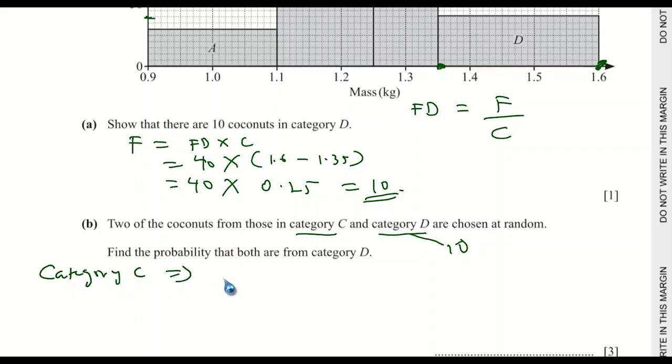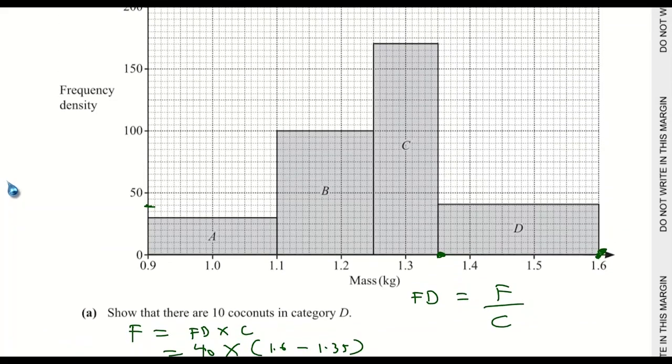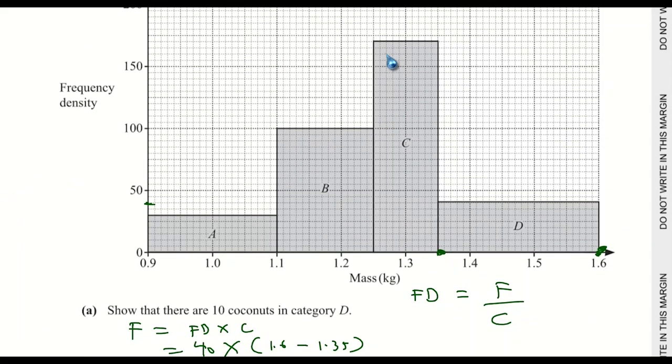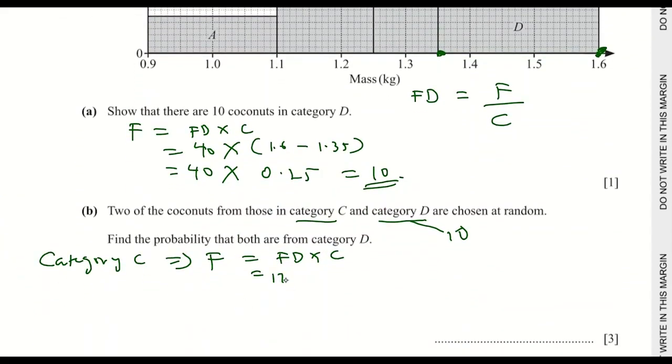So that implies the frequency. F equals the frequency density multiplied by the class size. Let's say the frequency density for category C is 150 plus 20, that is 170. So it's going to be 170 multiplied by the class size. The class size is from 1.25 to 1.35.